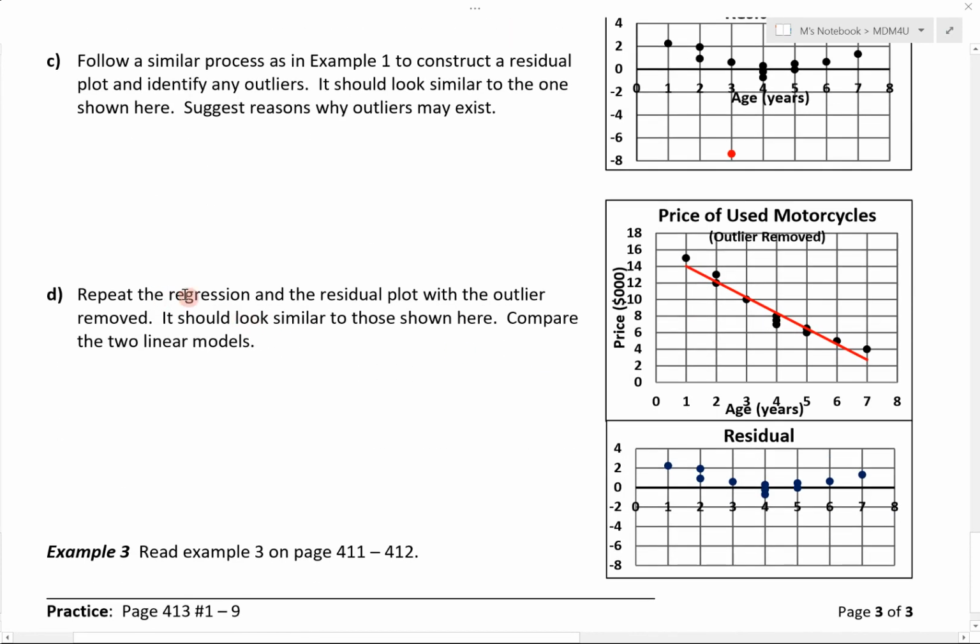In part D, repeat the regression and the residual plot with the outlier removed. What would it look like? Well, now you would get a line of best fit that's more reasonable. It fits the data much, much better. Okay, so it has a predicted new cost, which is more than a used bike. So you'll notice the correlation coefficient now. You should get something close to negative 0.97. Very strong negative correlation.